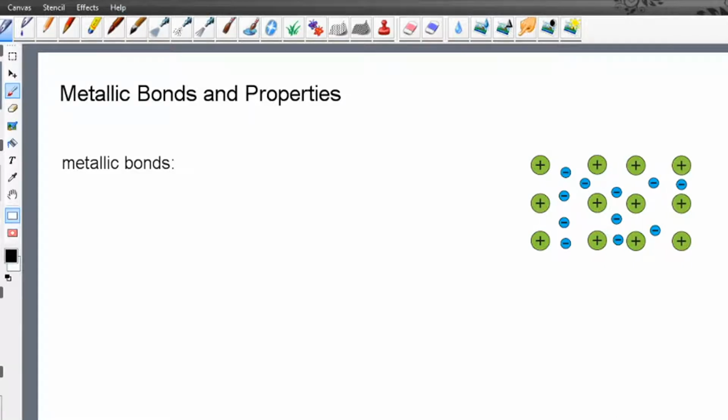Hey guys, we've made it to the end of our ionic bonding unit. And at the end of this unit, we're going to have a little conversation here about the structure and properties of metals. Now, the reason why we're talking about this in the ionic unit is because it's a perfect time to draw a stark contrast between how a crystal lattice structure gives an ionic compound its particular properties and how this structure that we're going to talk about today gives metals a totally different set of properties.